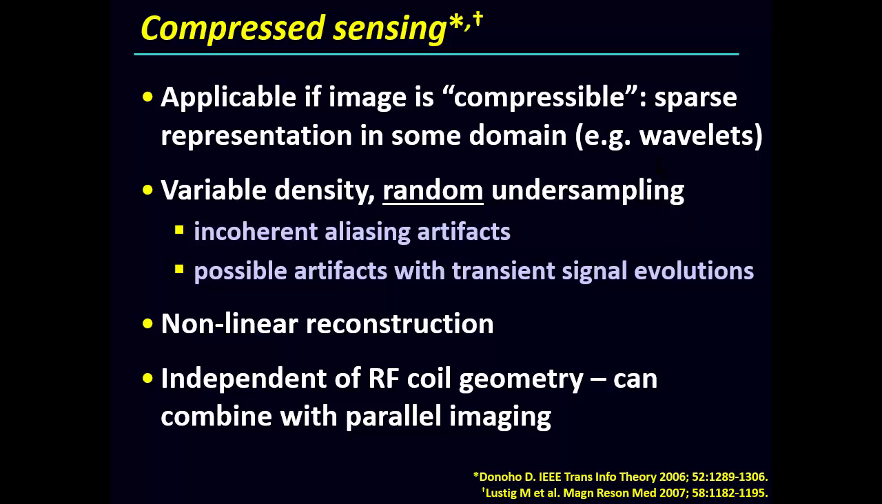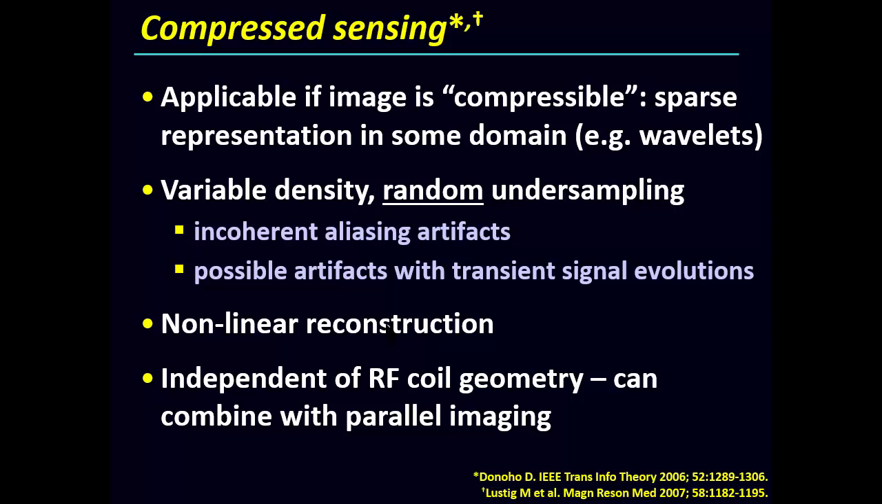My last comment, I just want to give an example of compressed sensing. Just a little bit of background: remember that when we talk about compressed sensing, the image is compressible if it has a sparse representation in some domain. For example, if you can represent it by wavelets and only a relatively small number of coefficients are used to represent it. If that's the case, then the idea is to do undersampling, but not regular undersampling like we use in parallel imaging, but random undersampling so that the aliasing artifacts are incoherent. Then we can use a nonlinear reconstruction to recover the image.